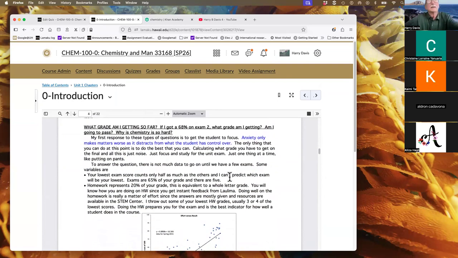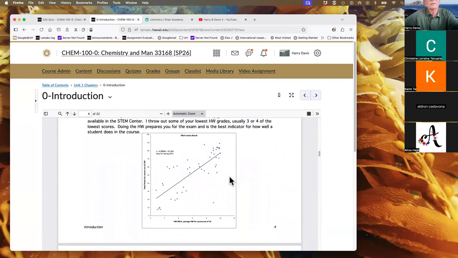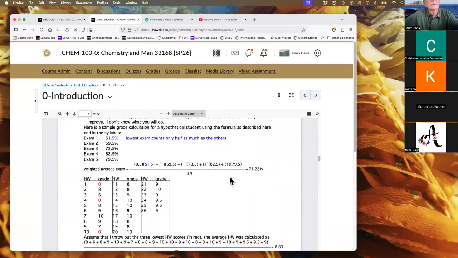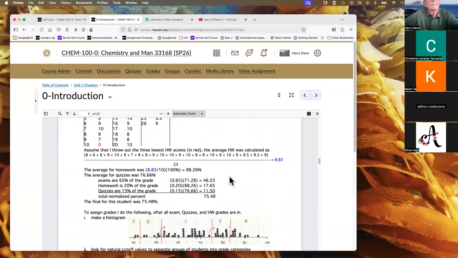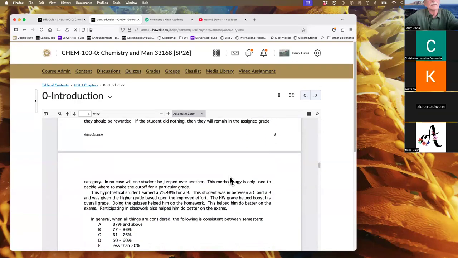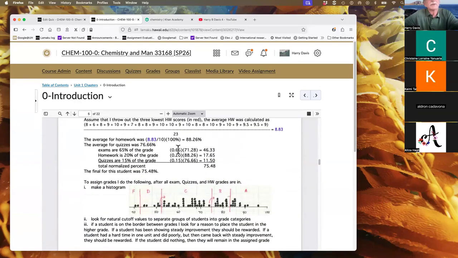Anyway, here's the thing about grading. I haven't fixed this yet. I'll have to. But it's similar to this, okay? But because I changed the percentages over here, I'm going to have to change this chapter, which I haven't done yet.